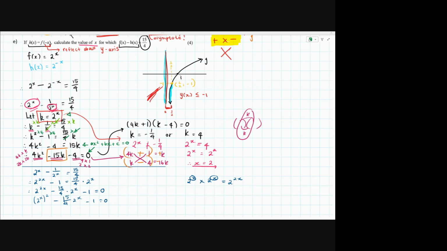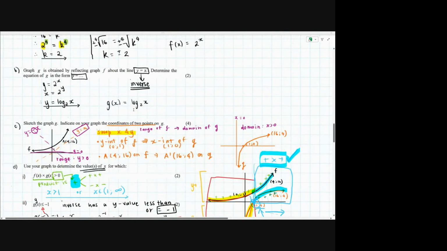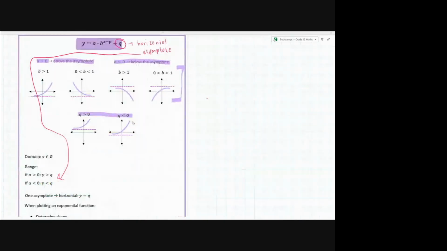Ma'am, do you mind re-explaining the first question that we were marking, question G? The very first one from Monday. Yes. Okay.